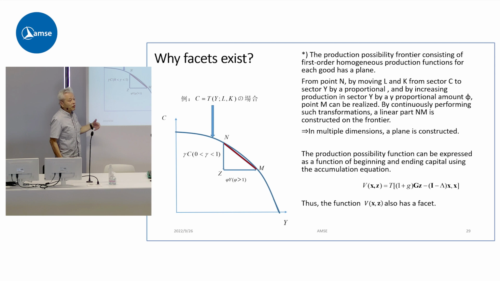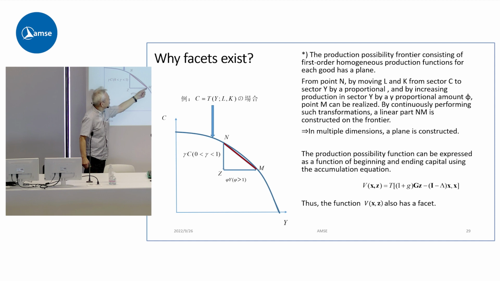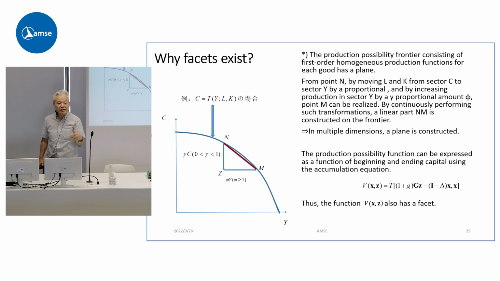So the C sector, the consumption sector, leaves labor and capital, which are then reused in the Y sector. Then you increase this one, expanding Y like this, then reach this point. We have such an arrangement anyway. So we can move, you can choose any number of gamma, so we can move like this here. So we have lines anyway.